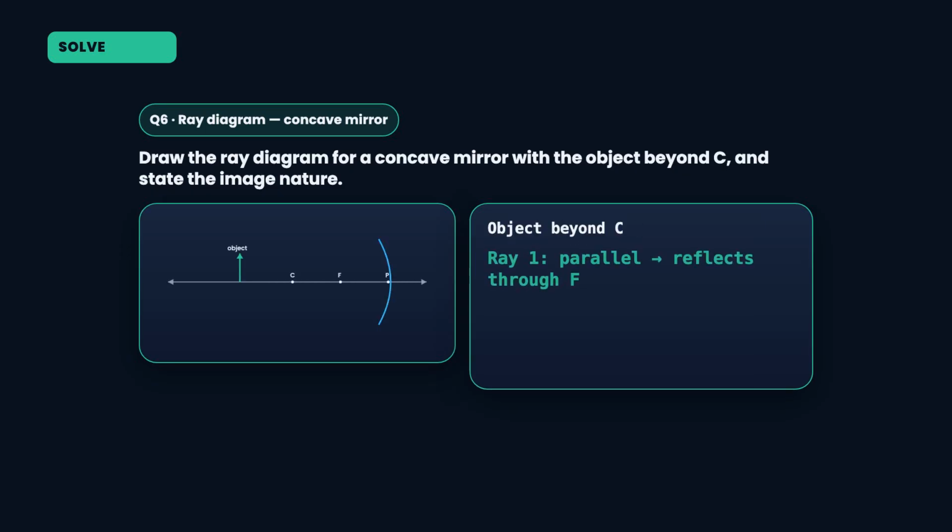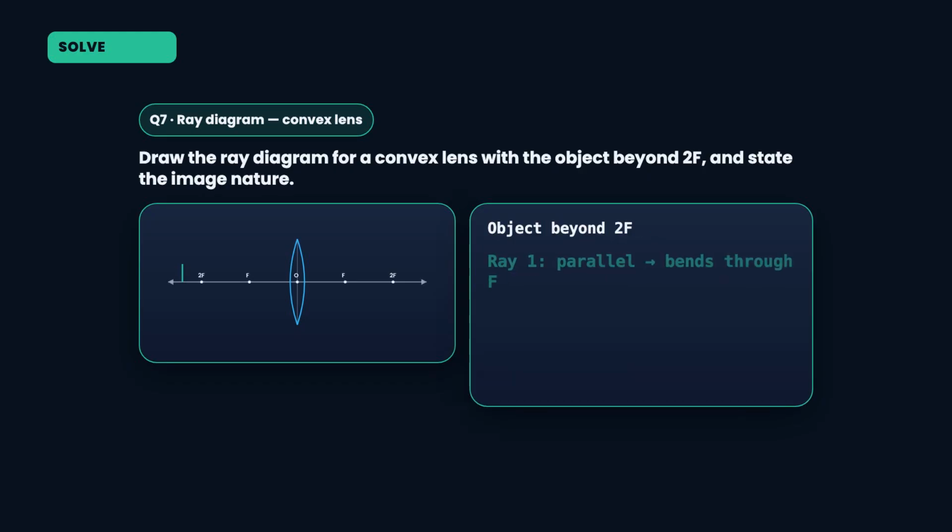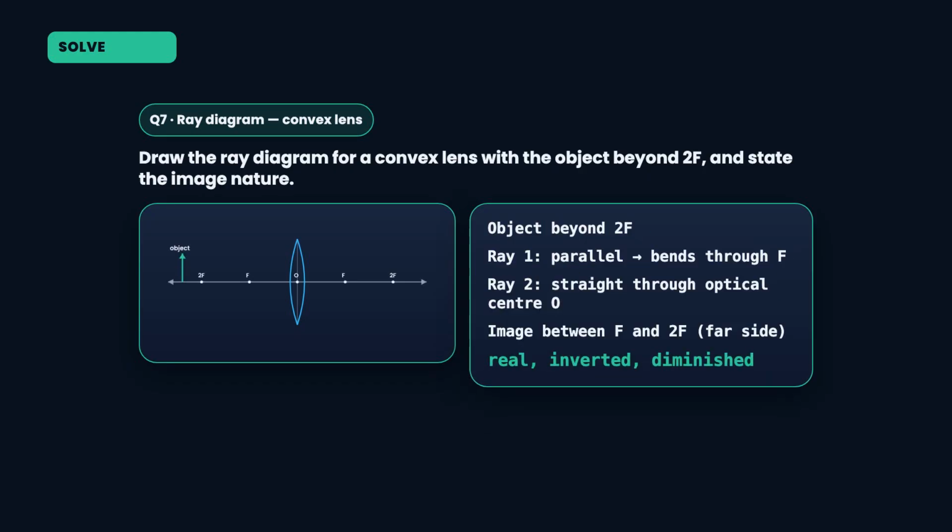6. Ray diagram. For a concave mirror with the object beyond C, the image forms between F and C. It is real, inverted, and diminished. Use 2 rays, one parallel to the axis reflecting through F, and one through C reflecting back on itself. 7. Ray diagram. For a convex lens with the object beyond 2F, the image forms between F and 2F on the other side. Real, inverted, and diminished. One ray parallel to the axis bends through F, one straight through the optical center.